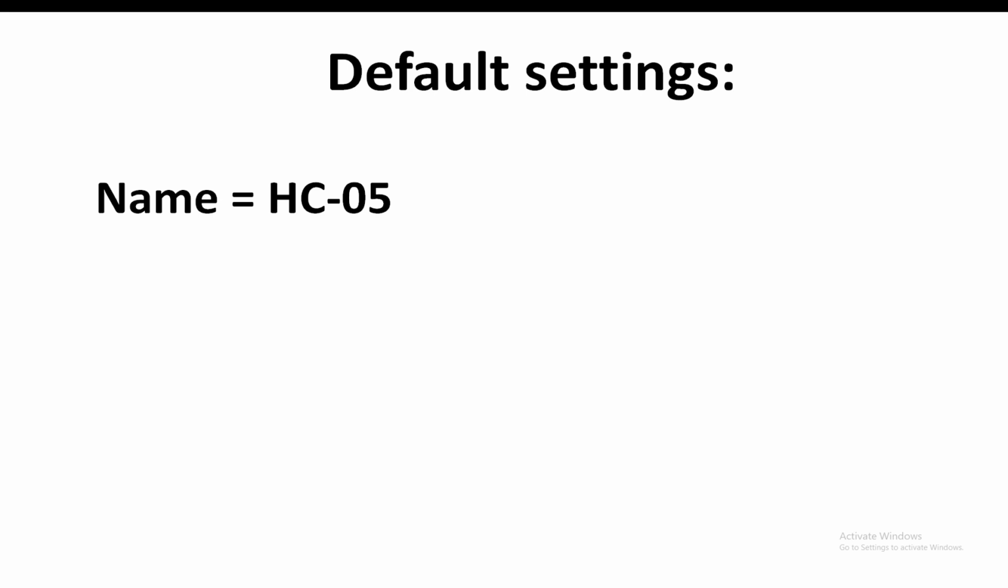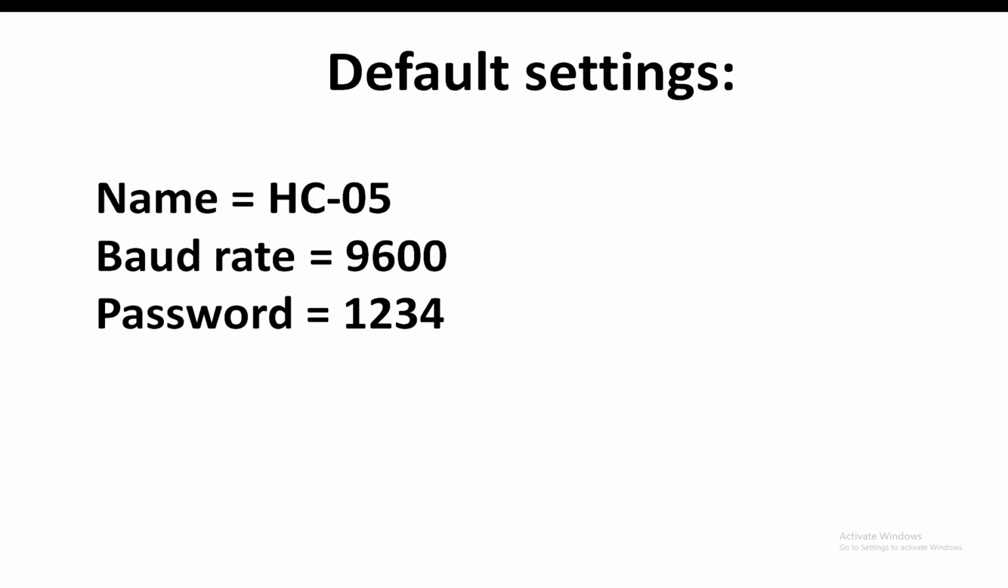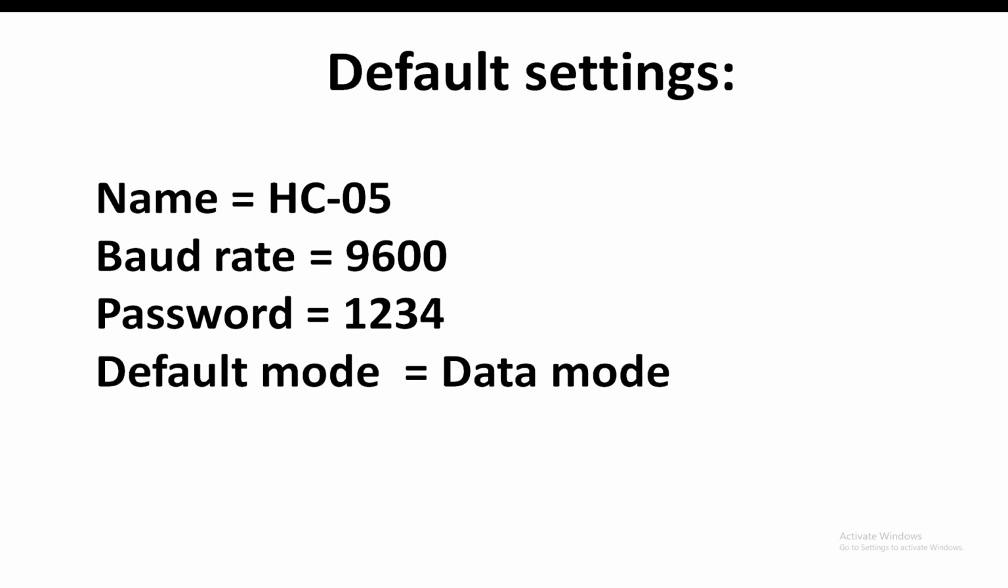So guys, we are going to use HC05 in the default setting mode. By default, the name of HC05 on your Bluetooth will appear as HC05. This will be the name, and the baud rate will be 9600 by default. Password is 1234. Default mode means we are in the data mode. There are two modes. One is the command mode and one is the data mode. In the command mode, you can change the baud rate, name, password, etc. But we are going to go with the default settings.